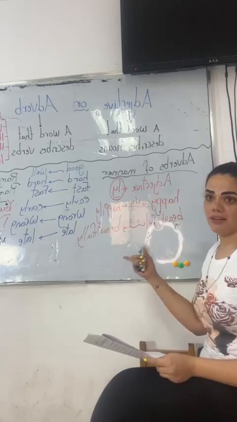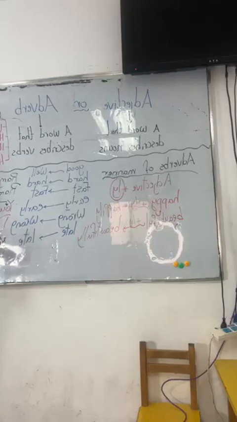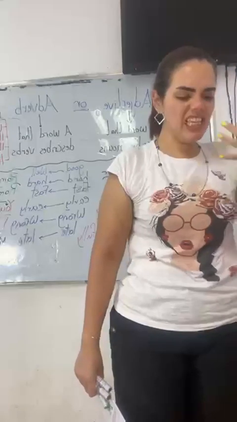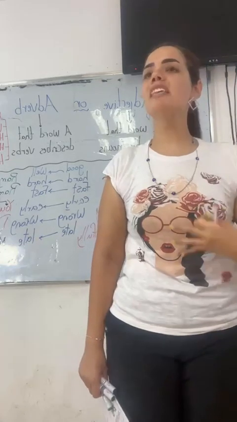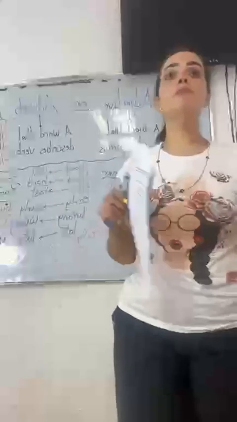And you can write manner between brackets. When you write where, write place, like this. When you write when, write time. How, manner. When you write how often, write frequency. When you write how much, write intensity. I want you to understand new vocabulary and to understand English well and everything in the grammar. You have to be knowledgeable.